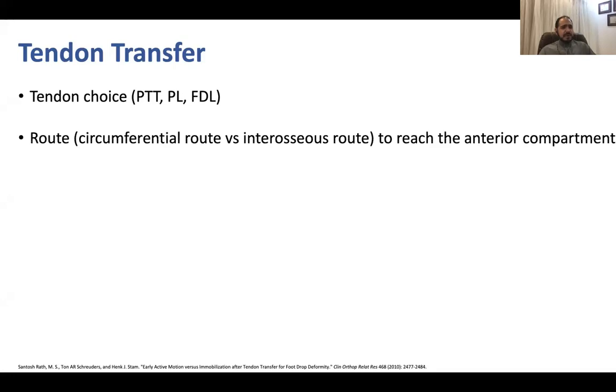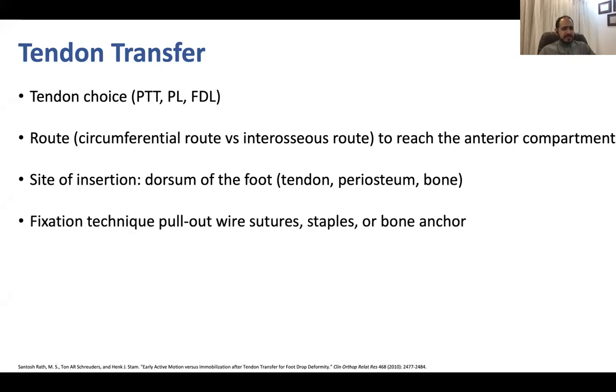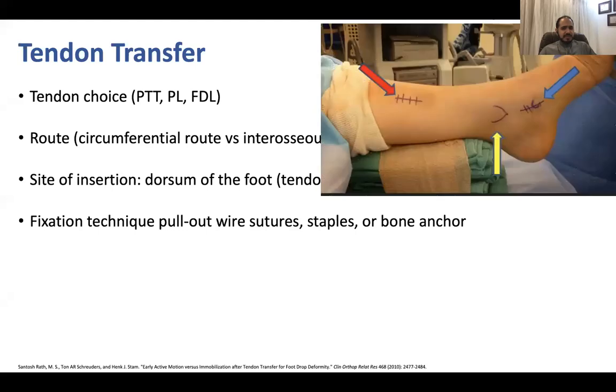So in general, there are tendon transfer choices. We have the tibialis posterior tendon, which is the most commonly used. The other tendons could be peroneus longus or flexor digitorum longus. For the route, and I'll show it in a few slides, it could be either circumferential or interosseous to reach the anterior aspect of the foot. For the site of insertion, we usually insert at the dorsum of the foot, and this could be attached to tendon or periosteum. However, mostly we attach it to bone, and we found good results attaching tendon to bone. Fixation technique could be sutures, staples, bone anchors, or screws. And so typically it's a 4-incision technique.